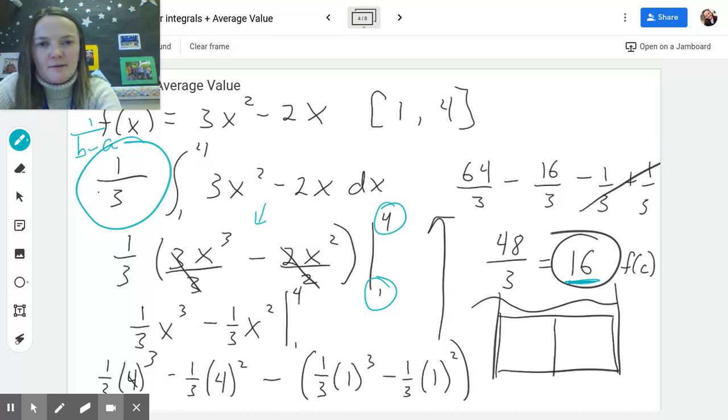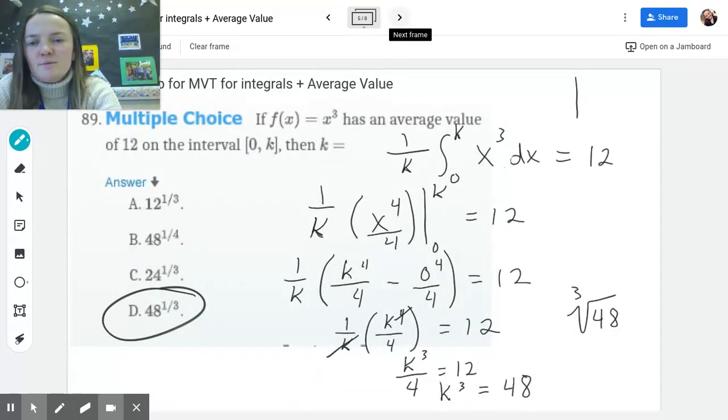We're going to talk about the applications of average value in a little bit and what it actually means with respect to a situation. So what we did next is we practiced some problems that might appear on the AP test. First one says, if f of x is equal to x cubed has an average value of 12 on the interval 0 to k, then what must k equal?